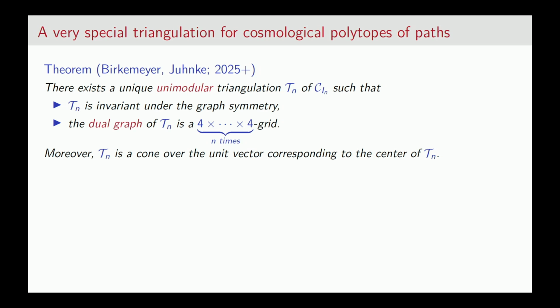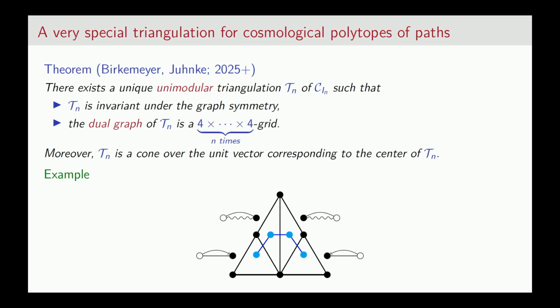So we can say more. There is a triangulation for each of the unit vectors such that it's a cone and that we have this dual graph. But there's just one which is symmetric, where it takes a unit vector which corresponds somehow to the midpoint of the graph in a certain sense. So how does it look?